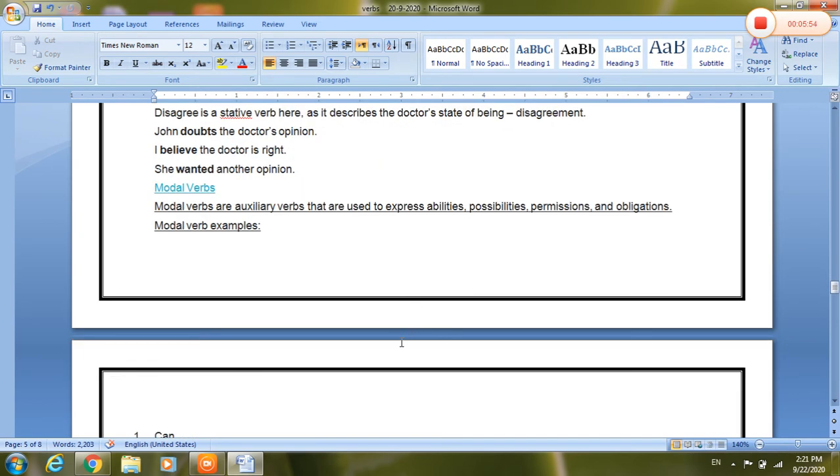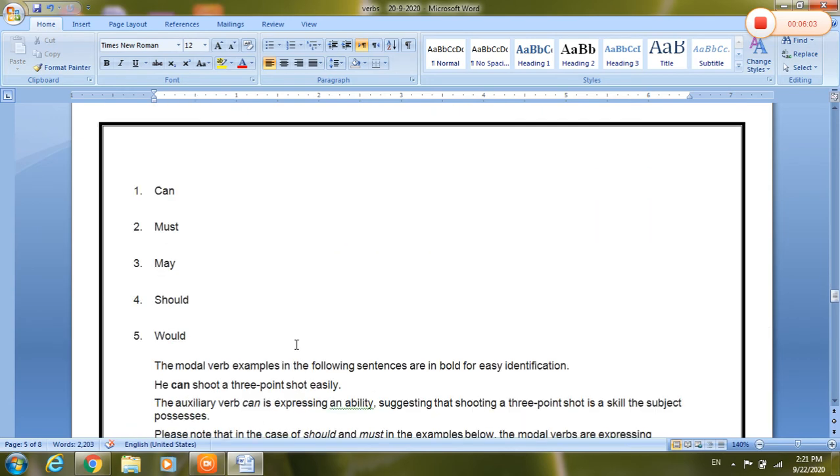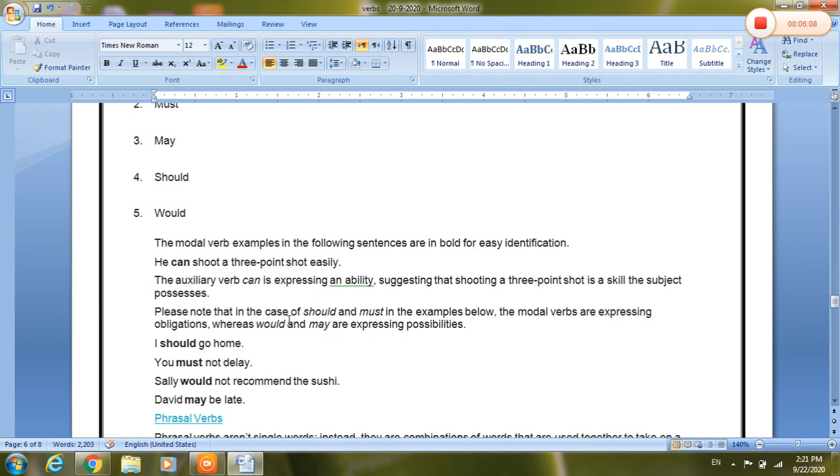And modal verbs are auxiliary verbs showing abilities, possibilities, permissions, obligation, and so on: can, must, may, should, would. We call them auxiliary verbs or modal verbs.